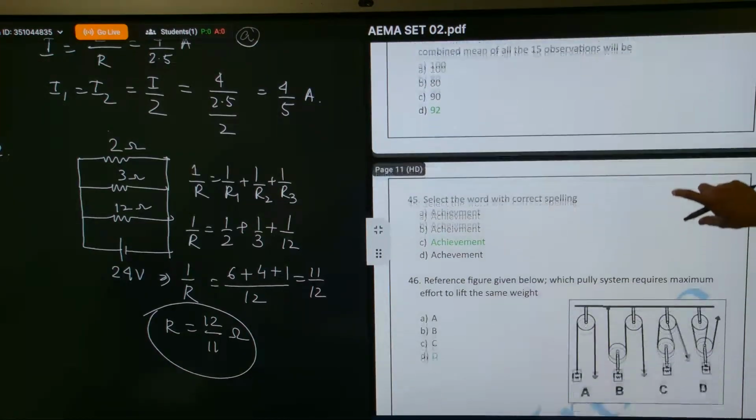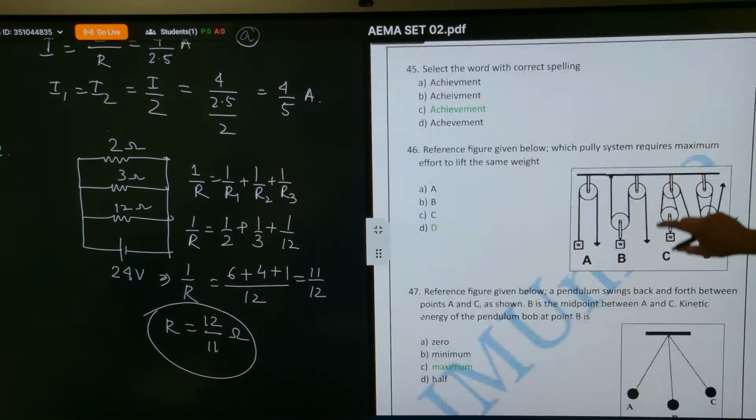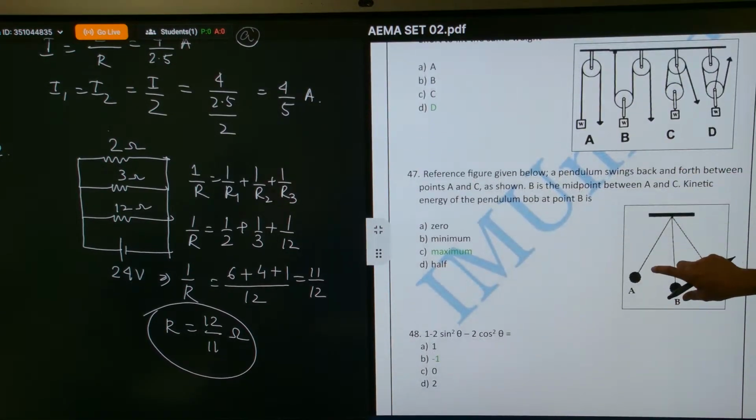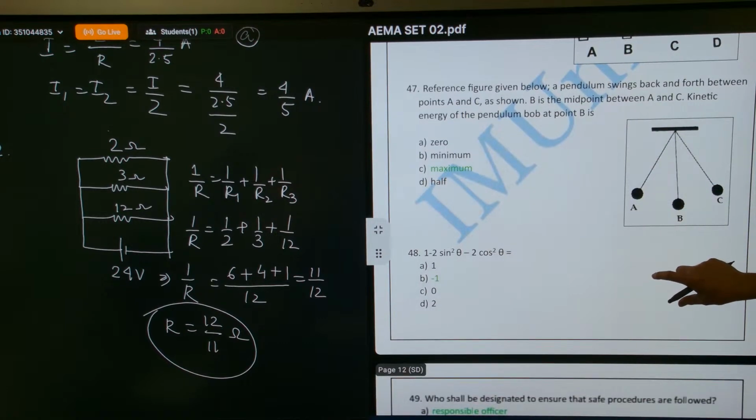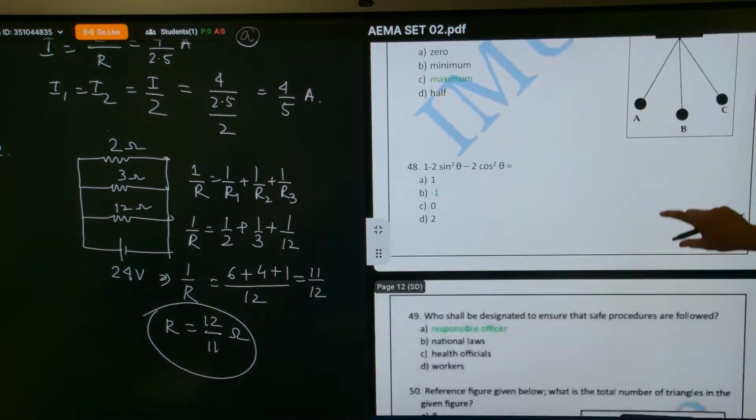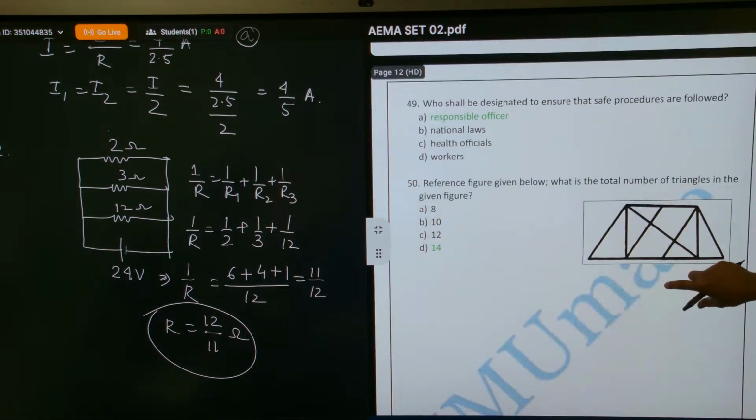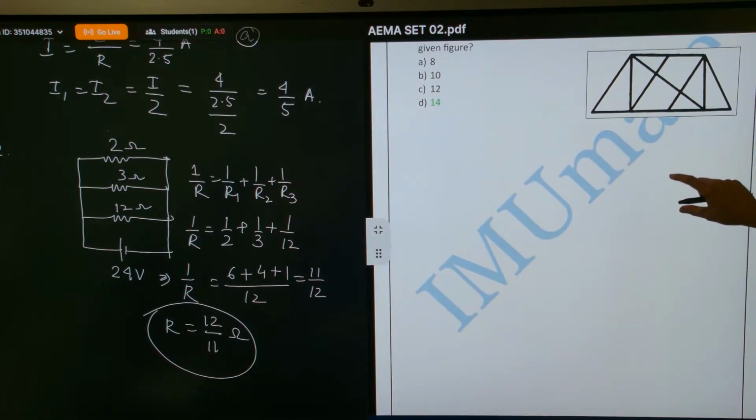Okay. Correct spelling of achievement. Okay, very good. At least you should know the spelling. I think we are done with this part. I will get to the next one.